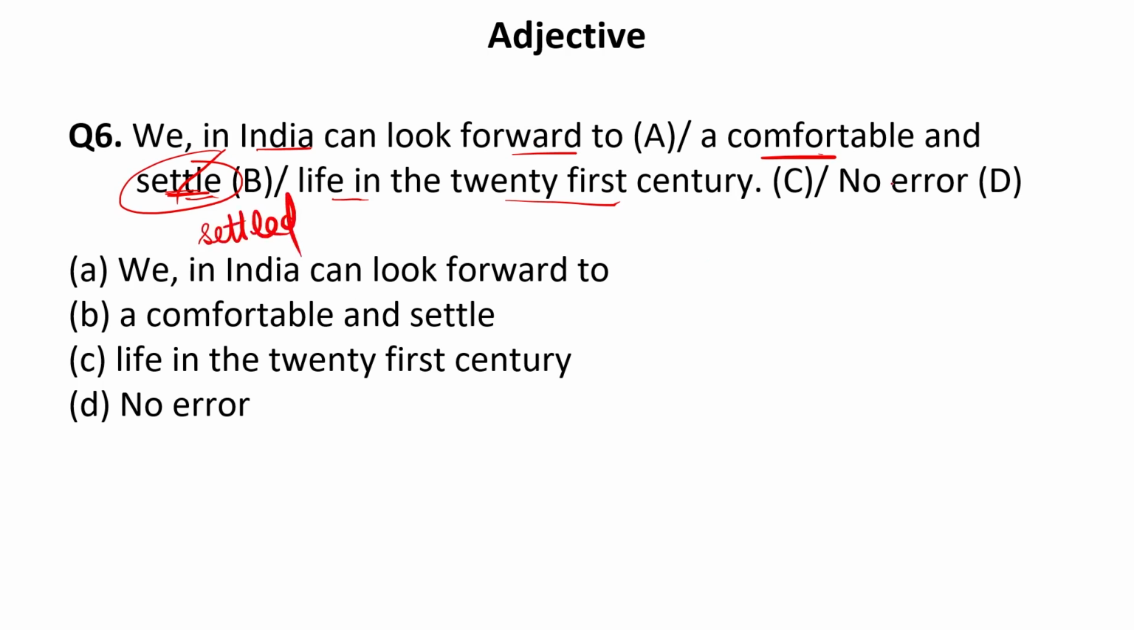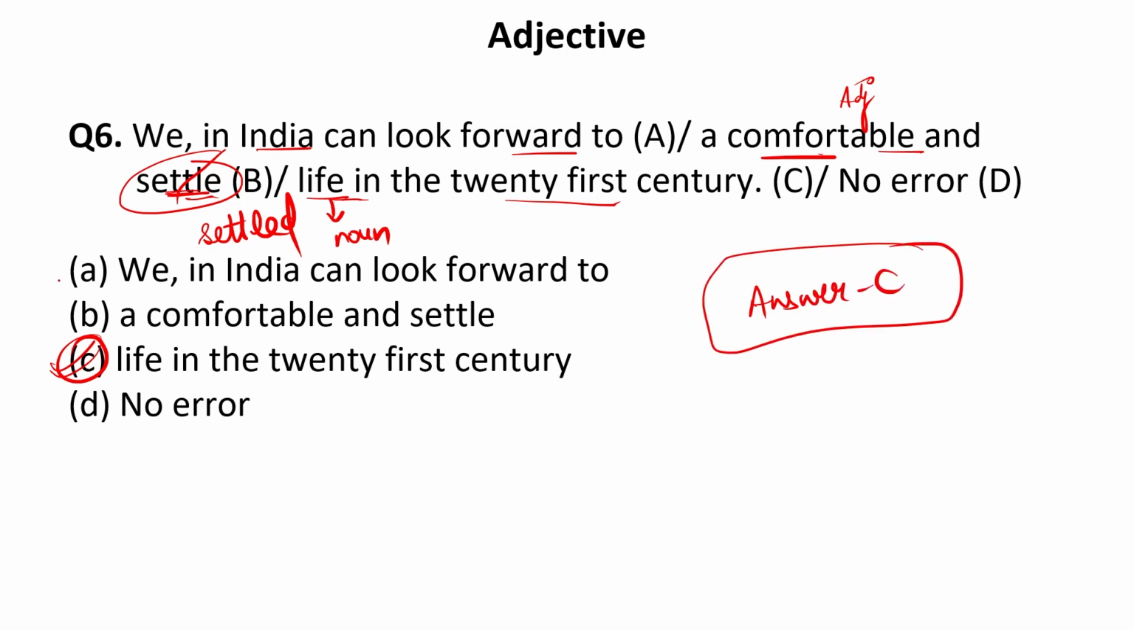We need a participle over here to qualify a noun. Because life is a noun, and to qualify a noun, we use an adjective or a participle, not a verb. So we in India can look forward to a comfortable and settled life in the 21st century. This comfortable is an adjective itself, whereas settle is a verb. So to make it a participle, we need the third form of it or the second form. So our answer is C.